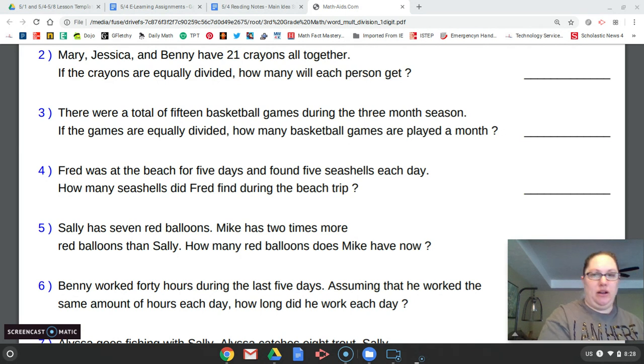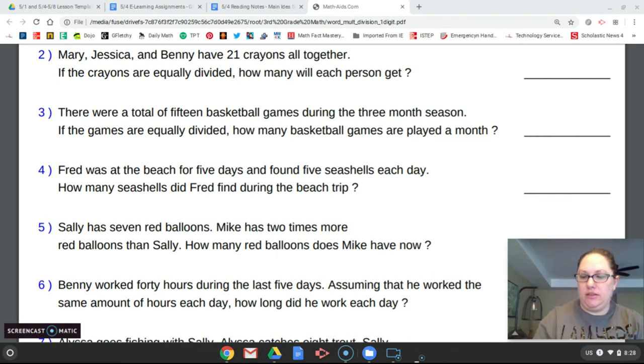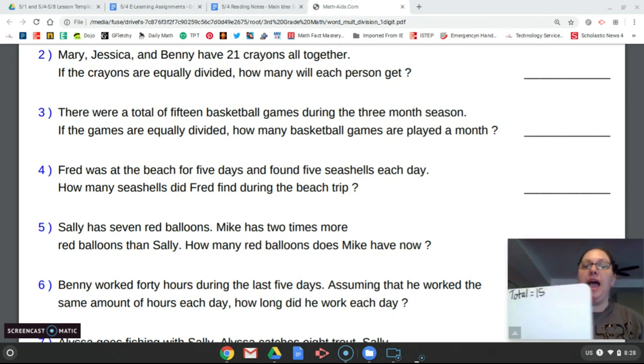All right, so I'm going to put on my board my total. Got a little hair on my board. My total is 15. So I have to stop at 15 because it tells me that's the total. All right, so now I need to look at how much I'm splitting up, okay? So there are a total of 15 basketball games during the 3-month season. If the games are equally divided, how many basketball games are played a month? So there's some more clues there. Equally divided. All right. So how many basketball games are played in 1 month?